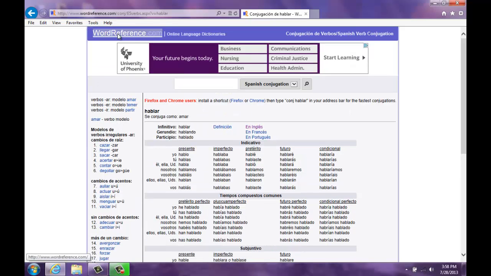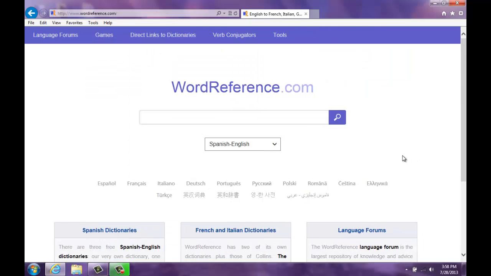If you go back to the home page of the actual website, you can see that it doesn't only cater to Spanish. It also uses French, Italian, German, Portuguese, and many other languages, as you can see from this home page. So you can click on these and be able to translate other items or other documents or other words based upon the language that you need to use.